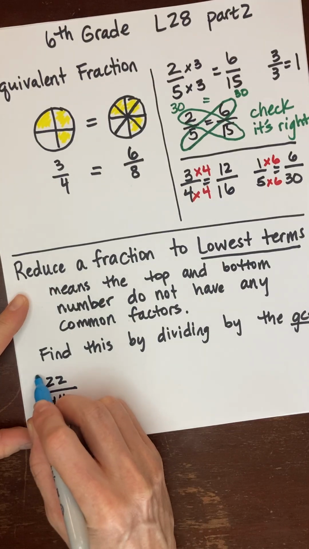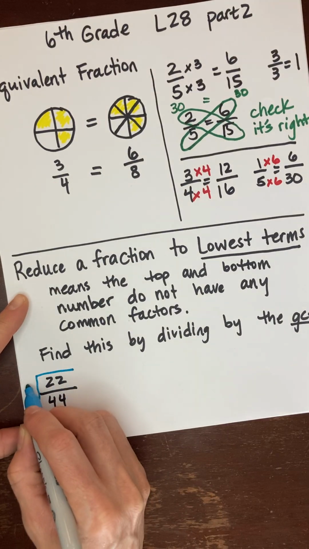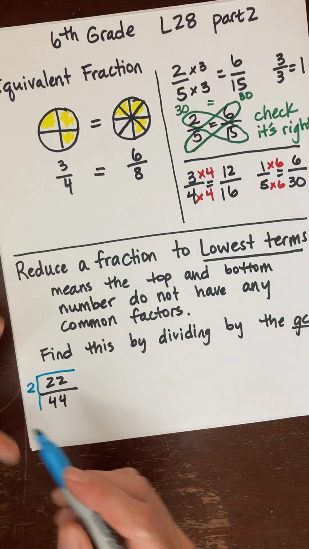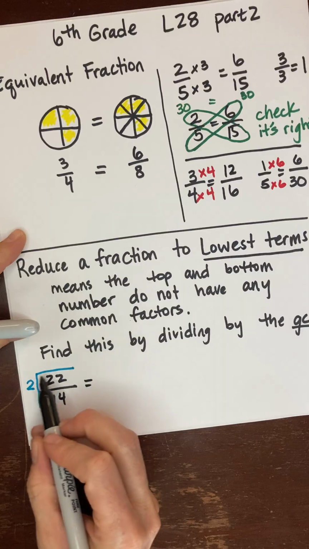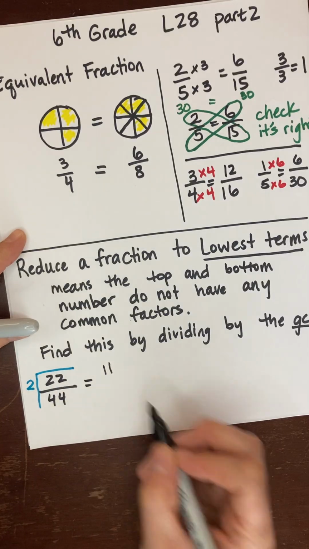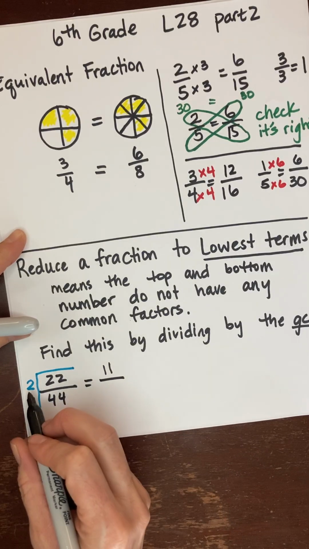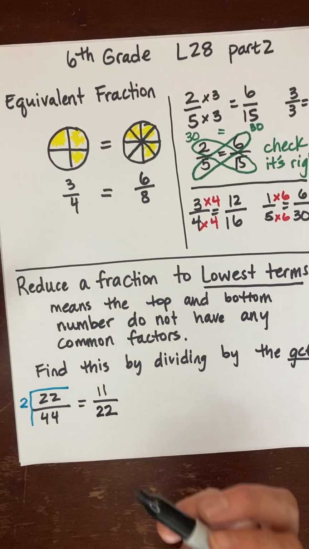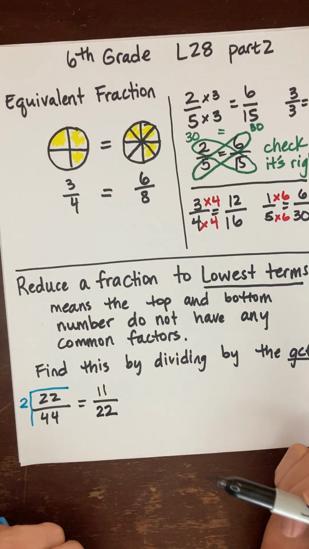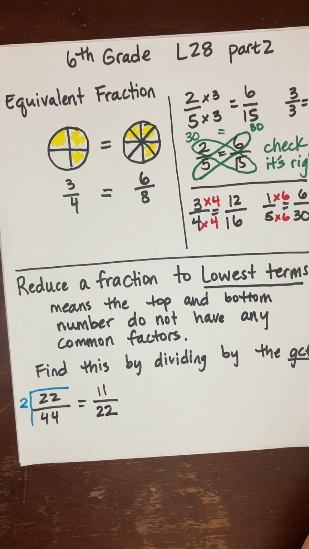We're going to draw a divide sign, and then we're going to write the number we're dividing by. In this case, we're dividing by the number 2. Okay, so 22 divided by 2 is 11. 44 divided by 2 is 22. And then I say, all right, do 11 and 22 have any more common factors? And they do. They actually have the number 11. So I can divide again.